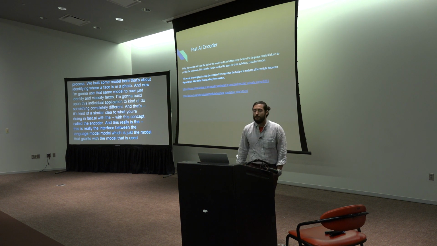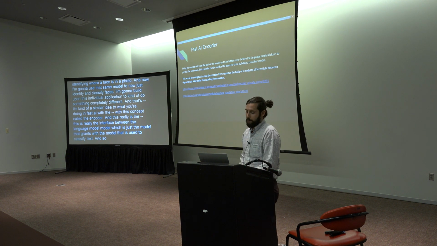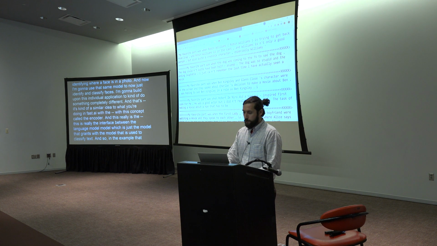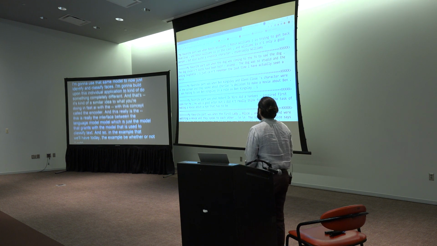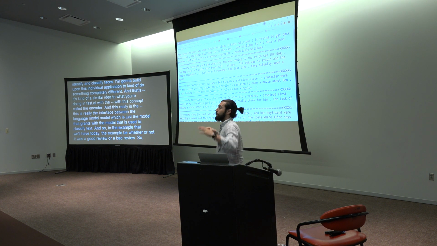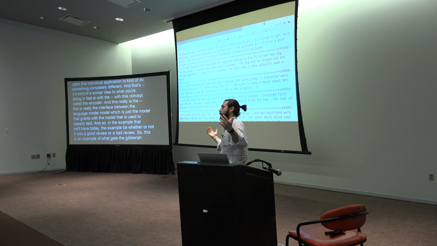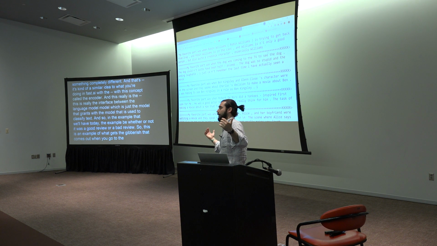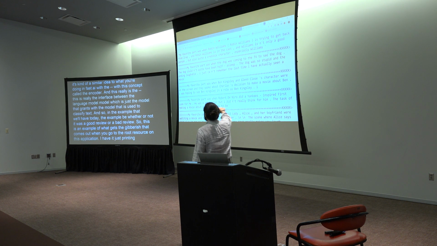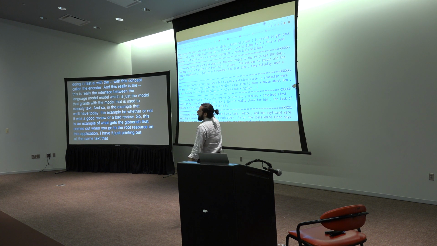And so in the example that we'll have today, the example will be whether it was a good review or a bad review. This is an example of the gibberish that comes out when you go to the root resource on this application. I have it printing out the same text that starts with "my favorite part was when," and then it just creates gibberish after this point.